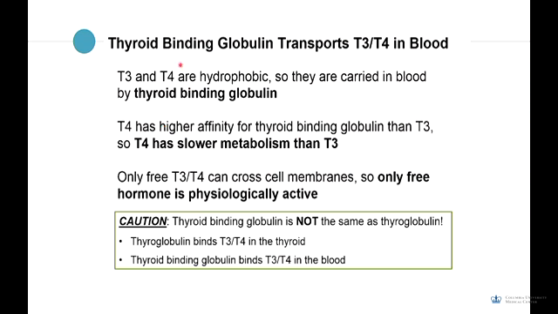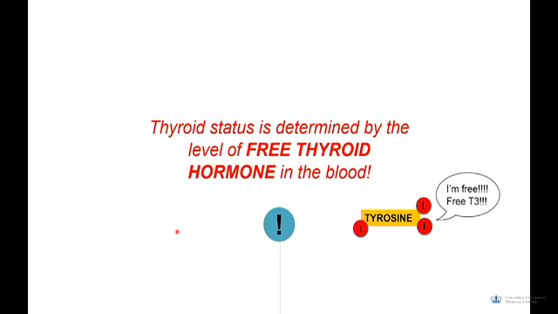All right, so thyroid binding globulin. This is what transports T3 and T4 in the blood. T4 has a higher affinity for TBG than T3, so it has a slower metabolism. And once again, only free T3 and free T4 are physiologically active. You do not want to confuse thyroid binding globulin with thyroglobulin. So thyroglobulin is what stores T3 and T4 in the thyroid, whereas thyroid binding globulin is in the blood. So TBG is in the blood. All right, as a quick reminder, the free thyroid hormone is what is physiologically active. Keep picturing this T3 molecule saying, I'm free T3, because that is what is doing all of the work.